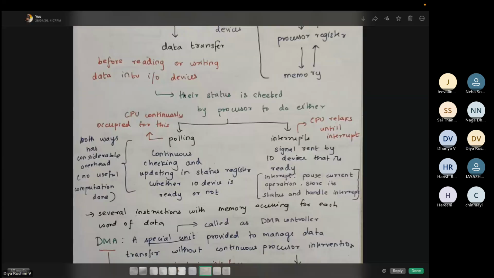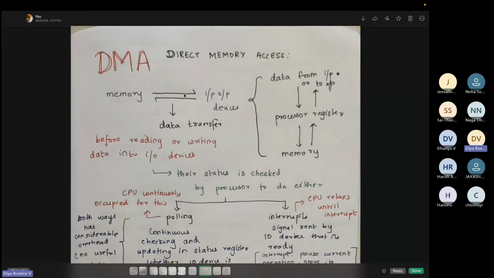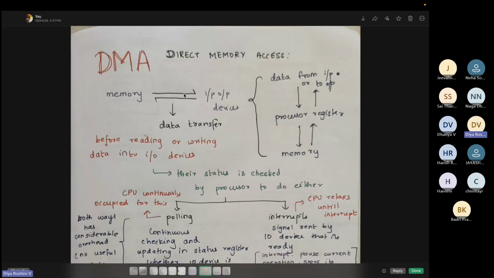Okay. So DMA is nothing but direct memory access. Basically, a lot of data transfer occurs between your main memory and your input output devices. Like, you have a pen drive, you plug it into your computer, and the data on the pen drive is going to be stored in your memory. So this is a data transfer.